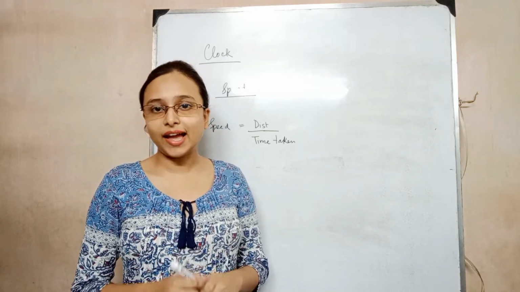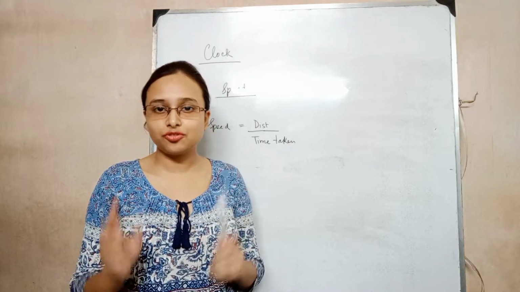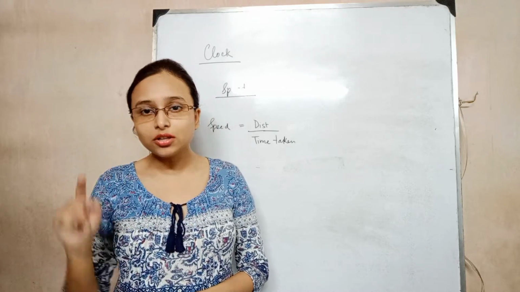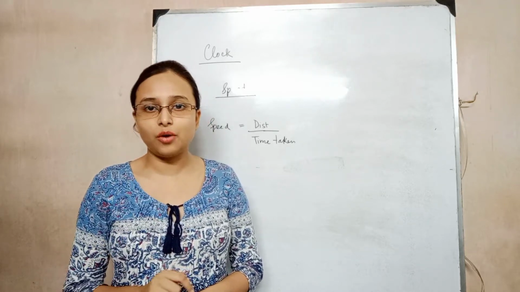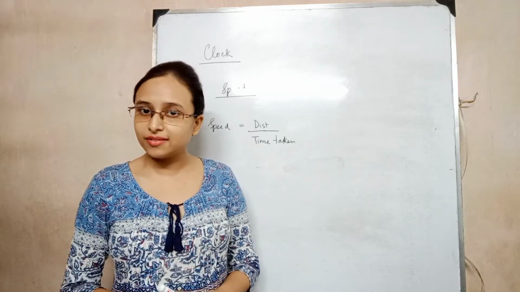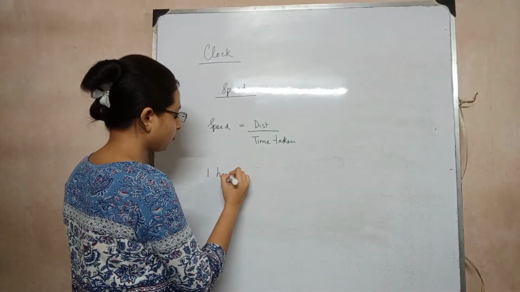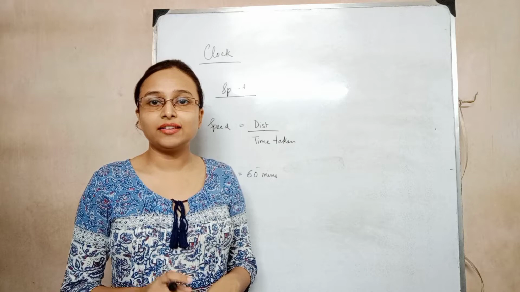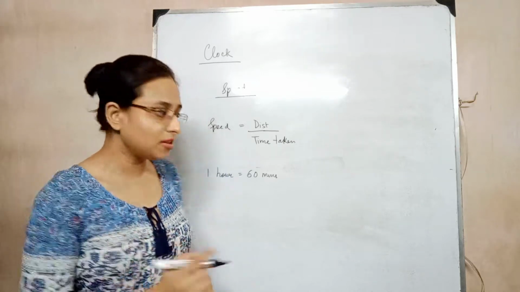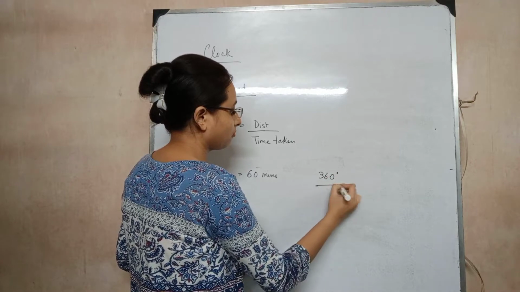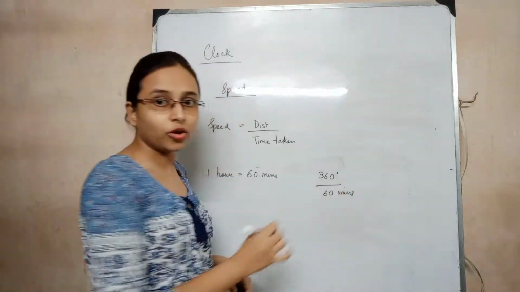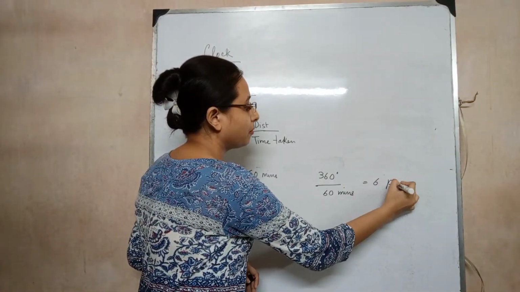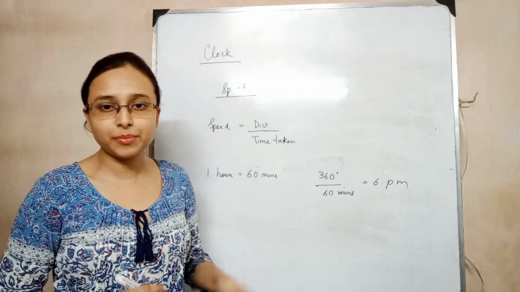The speed of a minute hand: a minute hand travels 360 degrees in 1 hour. That is, it travels through all the 12 divisions around the clock every hour, and 1 hour equals 60 minutes. We already know that. Now, the speed of the minute hand equals 360 degrees divided by 60 minutes. So the speed of a minute hand is 6 degrees per minute. I am writing short form for per minute, PM.